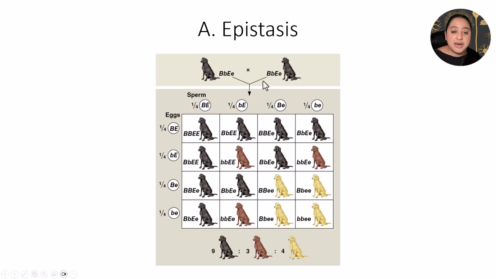So if there's a capital E, then that means there's going to be a color. But if they're both recessive, then that means there's going to be no color. It doesn't even matter what the B is because it's just not going to get deposited. So the E is like the on-off switch for the color. So yeah, you can see it's a little bit more complex.